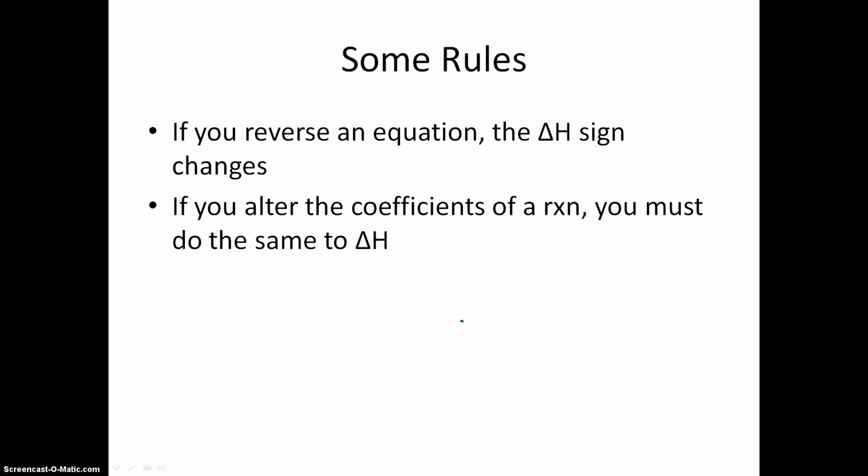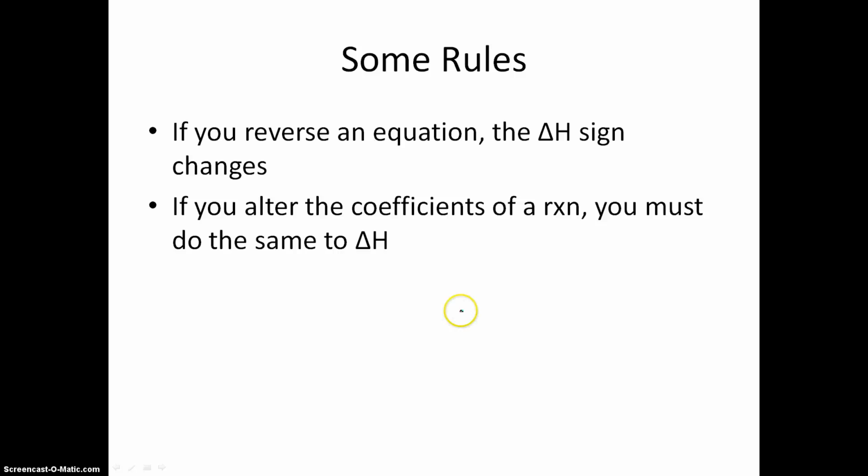Okay, so there's some rules for applying Hess's Law. The very first one, if you're going to reverse an equation, the delta H sign has to change too. So if you had a delta H that was a value of, let's say, positive 100 kilojoules, if you use a reverse reaction, then you have to change the sign as well. So then the delta H value becomes negative 100 kilojoules.